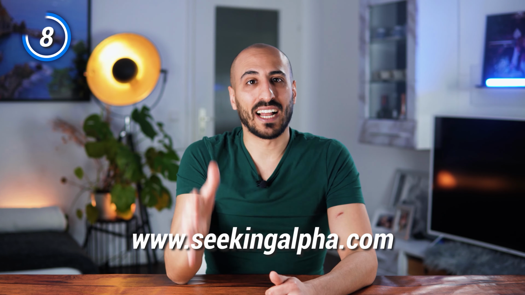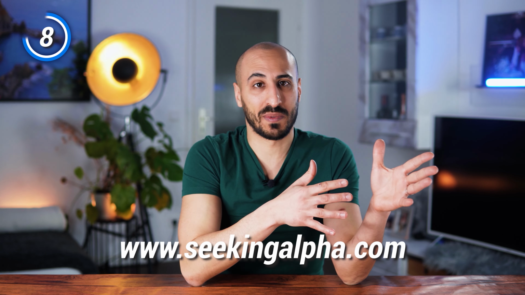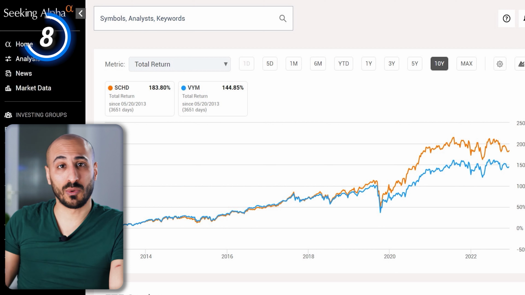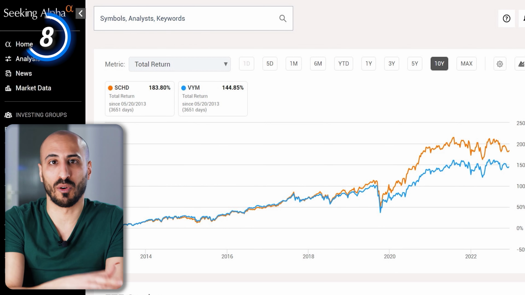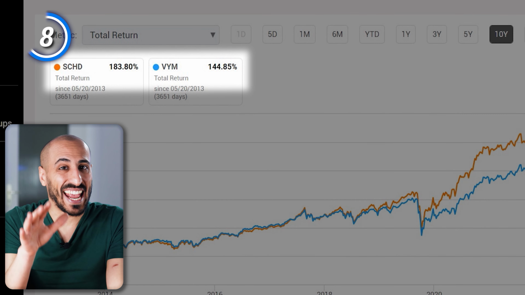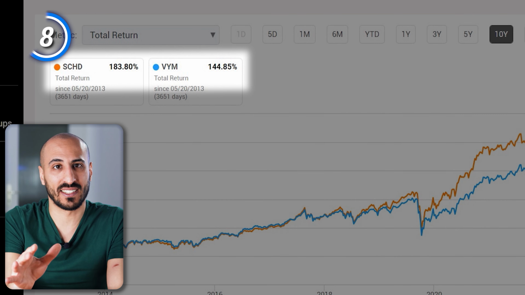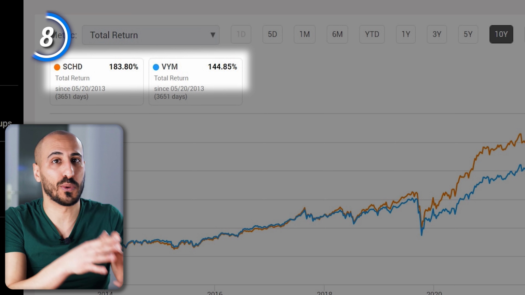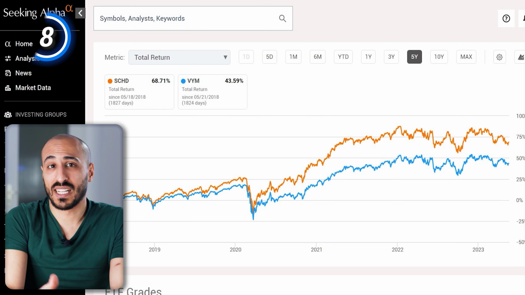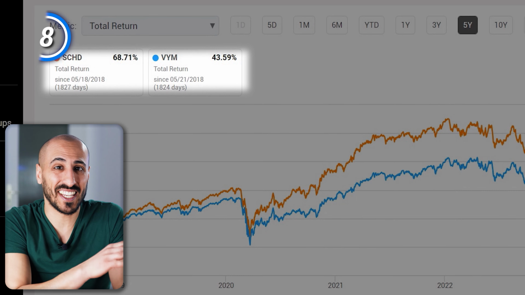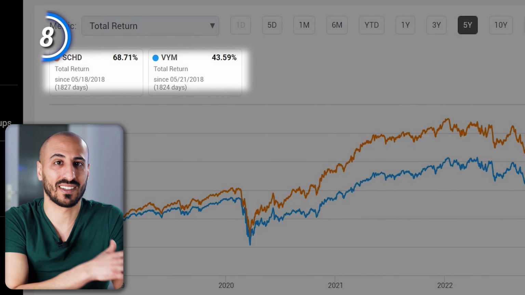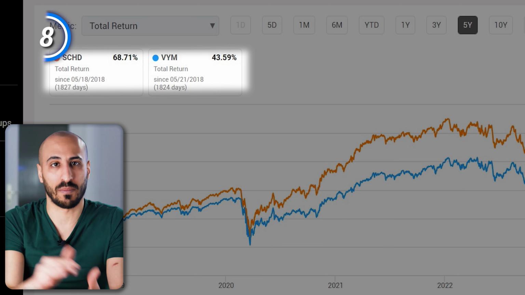So using seekingalpha.com, which is one of my favorite websites for investing analysis, I compared the performance of VYM and SCHD in the last 10 years. Now, in terms of total return, over a 10-year period, SCHD has significantly outperformed VYM, returning 183.80% against 144.85% of VYM. The result doesn't change when comparing the last 5 years, where SCHD returned an amazing 68.71% compared to 43.59% of VYM.